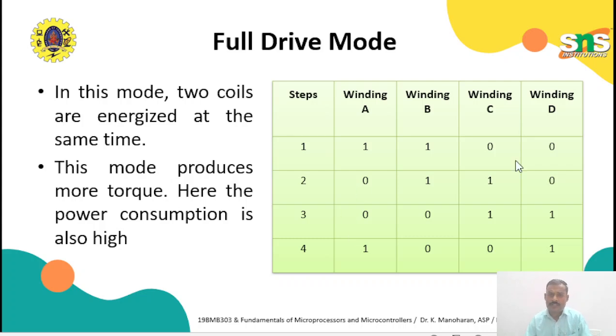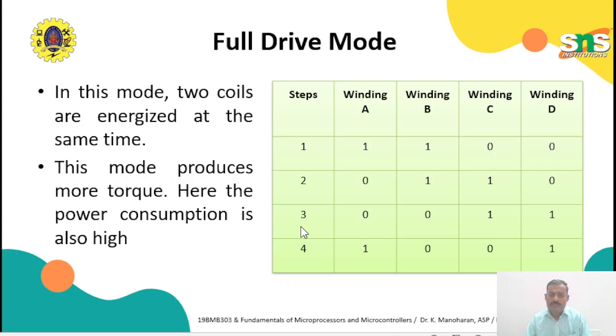For example, first we have energized windings A and B. In the next step, we cannot energize 2 new coils. I am holding winding B, and instead of A, I am changing to C. Similarly, look at the step 2 to step 3 change. In step 3, I am holding winding C, the same value, and instead of winding B, I am changing to winding D.